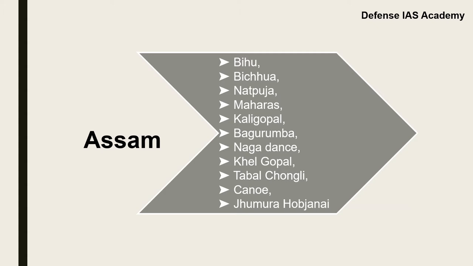And next you have the Naga dance, the Bichua dance, then the Botal dance, all those folk dances which are a part of the Assam folk dances. Actually, Jhumar is an important dance in Assam, but it's listed as the last one, Jumura.